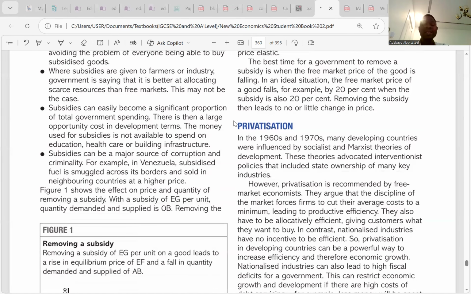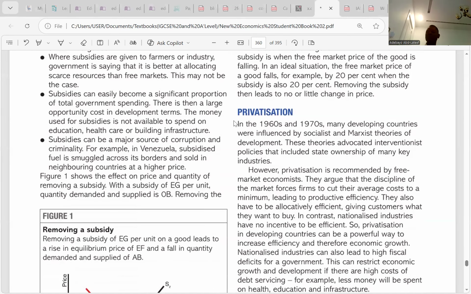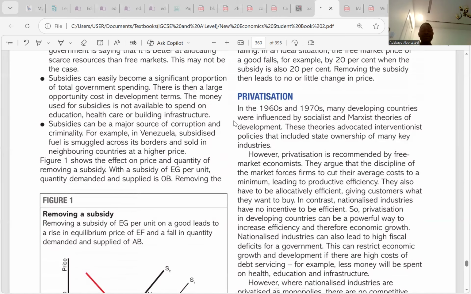So the next free market strategy that can be used is privatization. And when we talk about privatization, it simply means the transfer of state-owned property into the hands of the private sector. So I'm going to read further to explain.